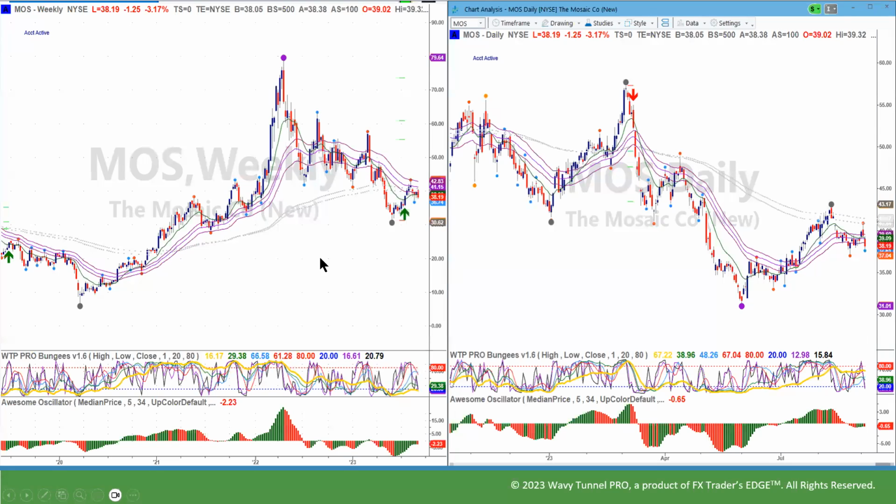And then finally, MOS, same pattern and a beautiful trade on the weekly to get in here, and looking for the first profit target on the daily.